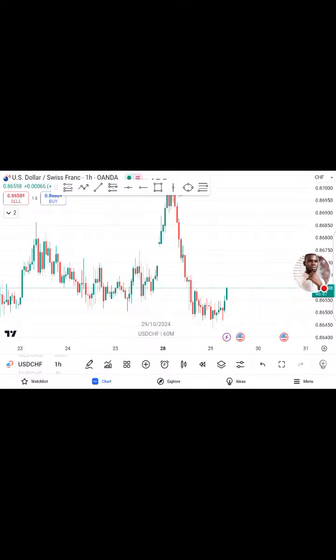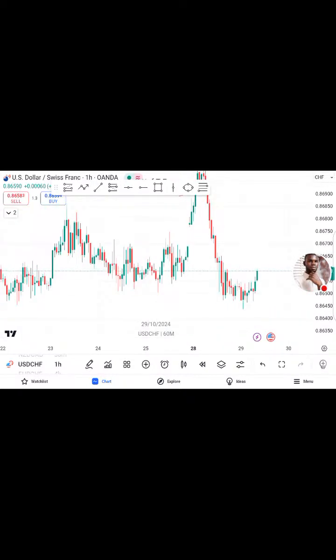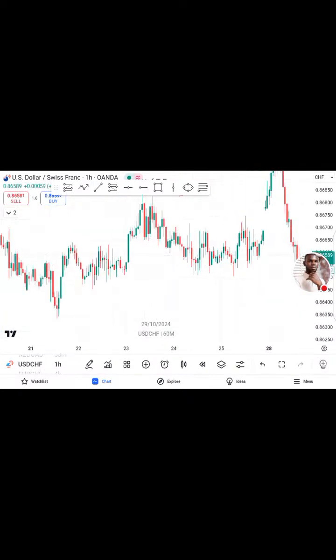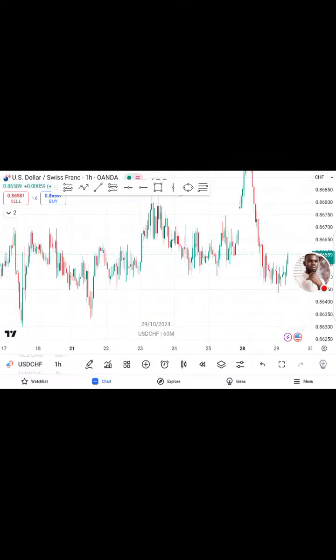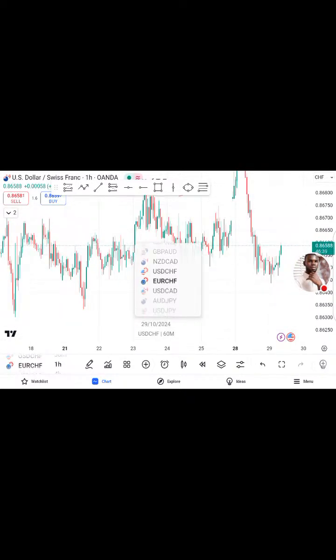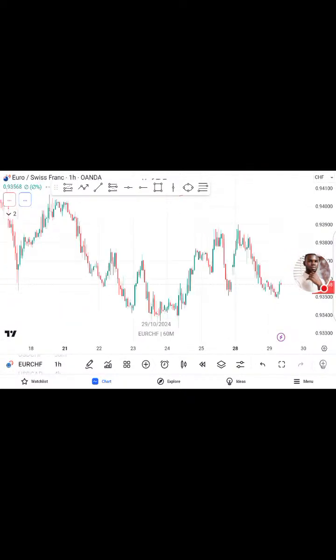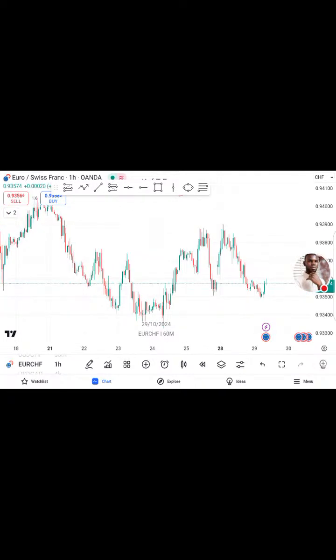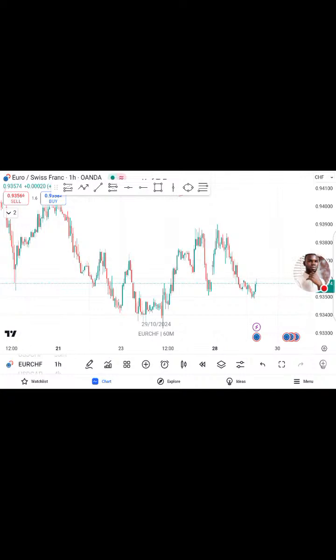So for now, I don't really have any setup. I'm still waiting for what the market is going to do. But trust me, this 1 hour time frame actually gives a lot of trading opportunity, more than the 15 minutes I'm actually using.